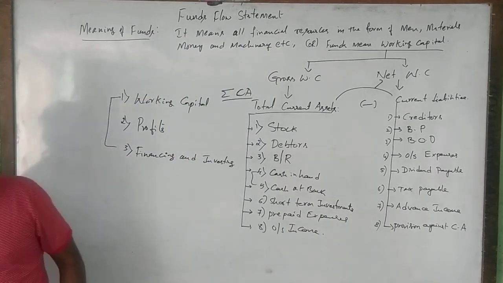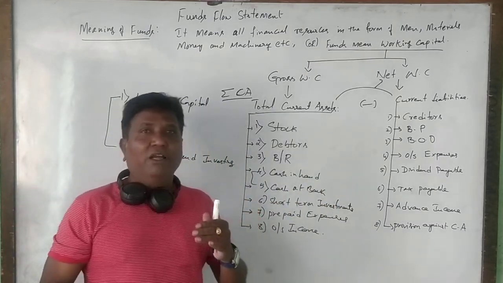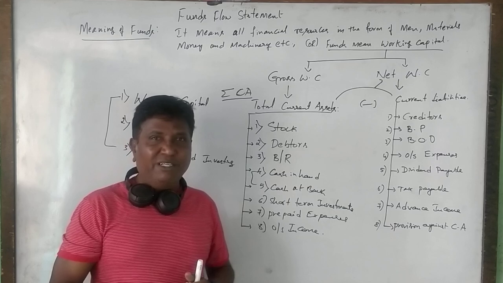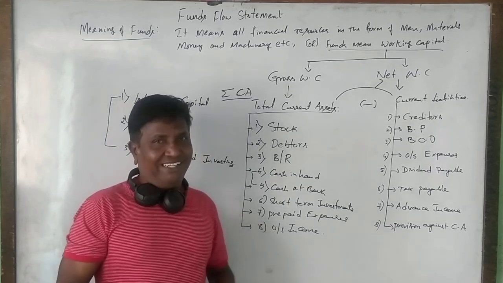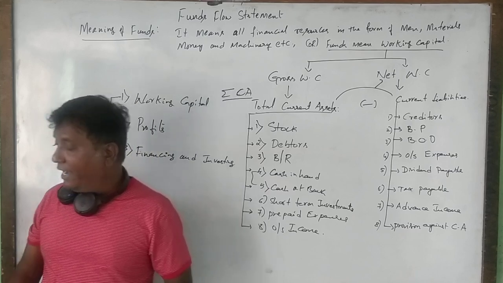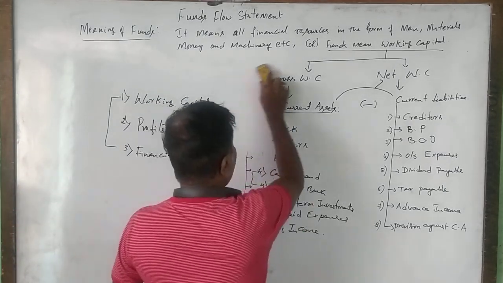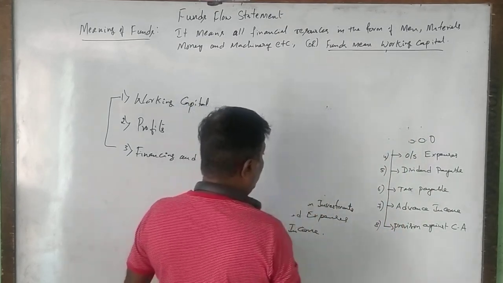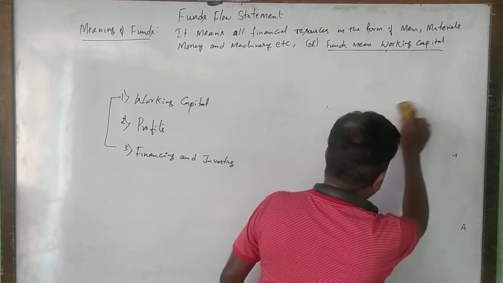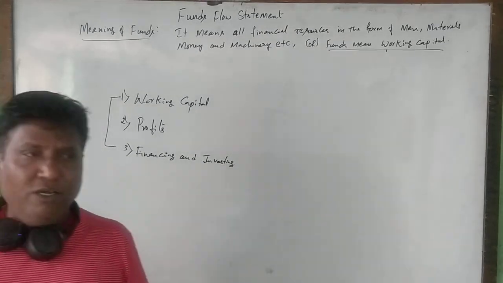Now, let us take some pro forma in knowing whether there is an increase or decrease in the working capital in the business. That is called changes in the working capital. When we want to prepare or know the changes in working capital, we need to know a statement called the statement of changes in working capital.